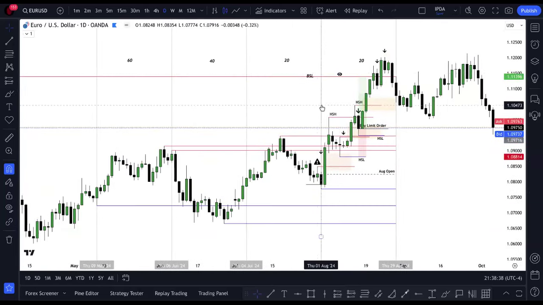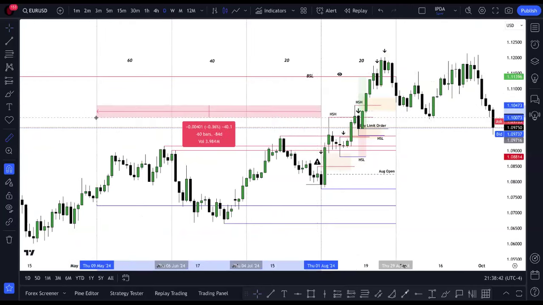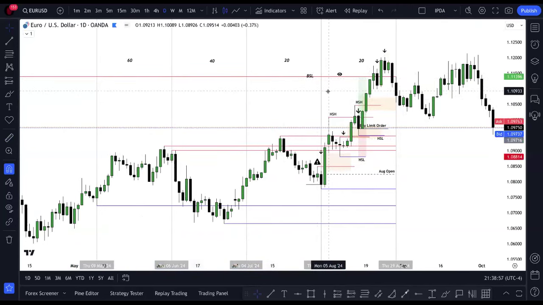Again, we use the same thing. Look, August, we went back 20, 40, 60. And this was a brand new pair. It wasn't like I was watching this pair for the entire couple months going into August. We're looking at different pairs. I just happened to pick this pair for the month during the filtering process and just threw up IPDA on it like any other pair.